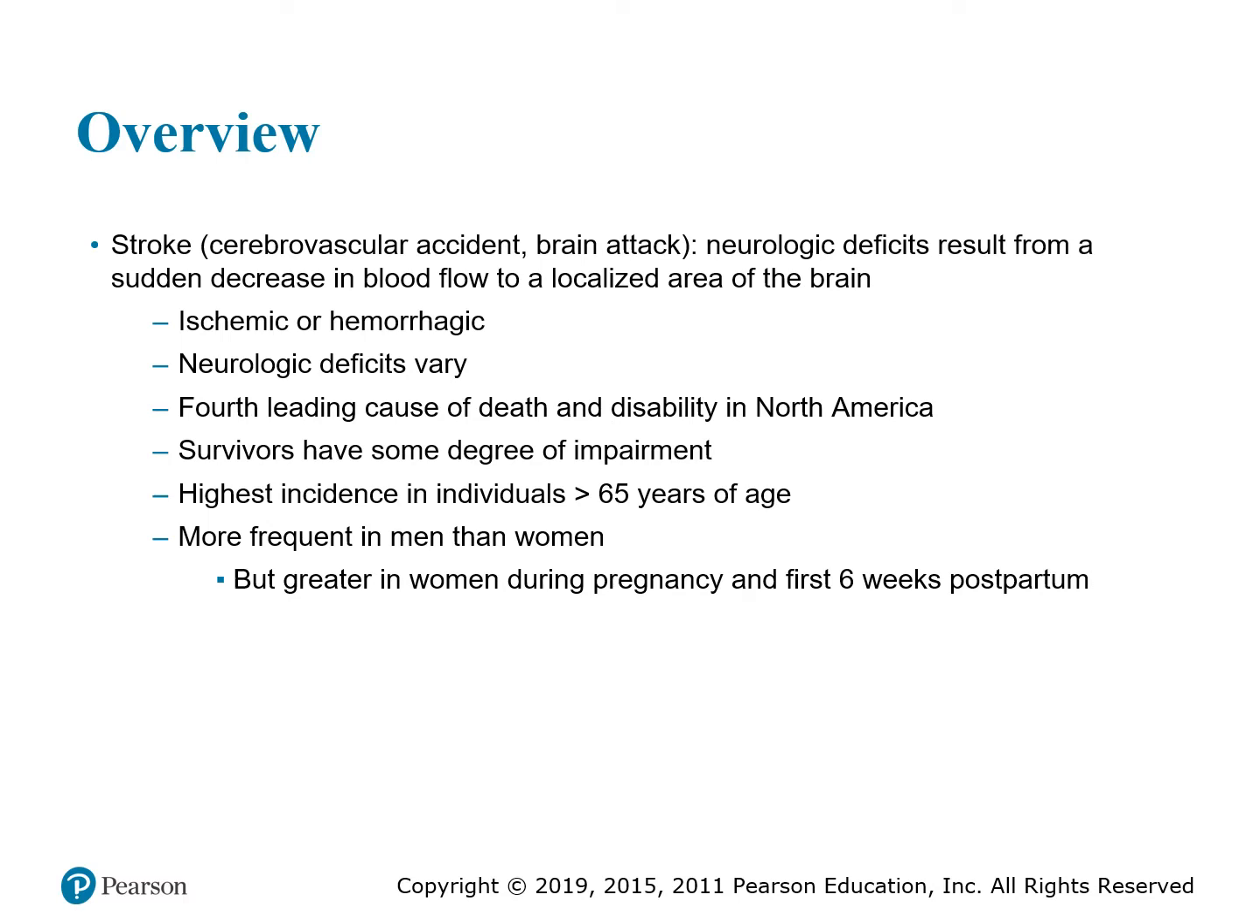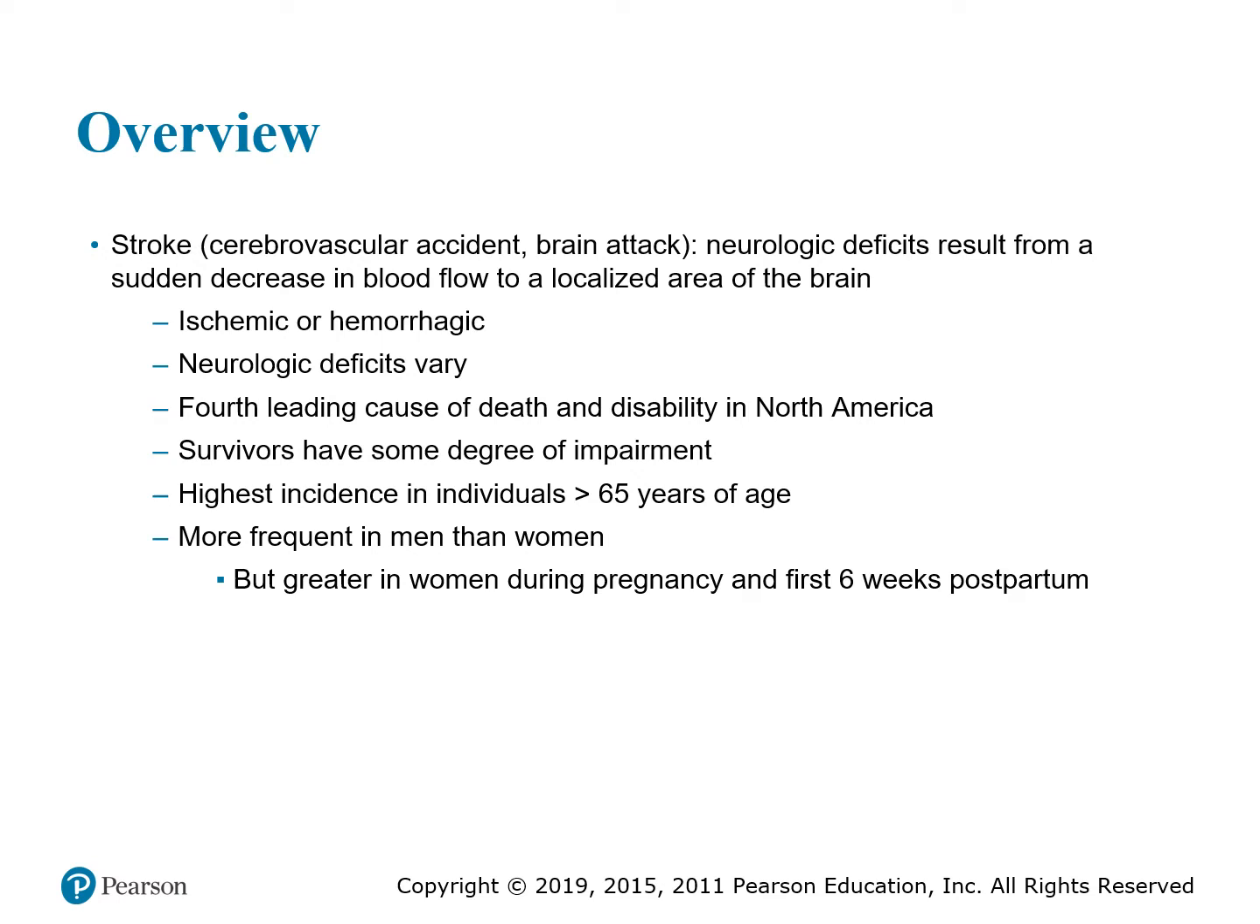So our overview, a stroke, also known as a cerebrovascular accident or brain attack or a CVA, results from neurologic deficits from a sudden decrease in blood flow. So somewhere in the brain, the blood flow has been occluded from whatever reason, and we're going to talk about those. And once the blood supply is cut off, of course, the oxygen is cut off and the tissue and cells start to die, and therefore causing the attack.